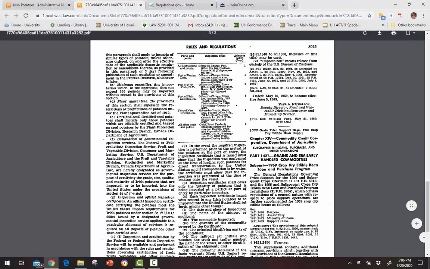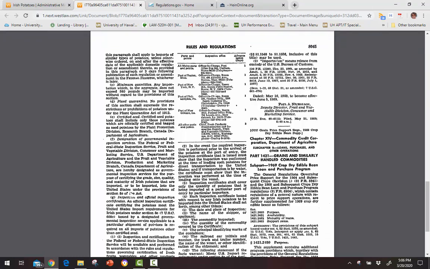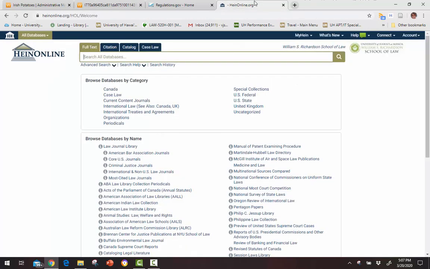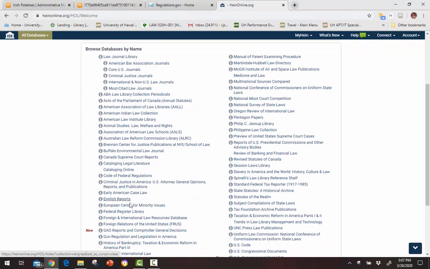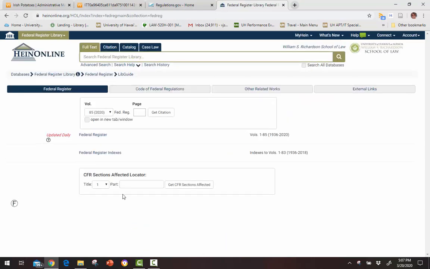So it might be interesting for our students to see another instance of the Federal Register in HeinOnline. Yeah, HeinOnline is more than just law reviews and journals. It will also give you the Federal Register and the Code of Federal Regulations if you go to the Federal Register Library. And don't forget too, HeinOnline also has all of the U.S. congressional documents that you would need as well. So it's really helpful beyond just law reviews and journals. It's very helpful for statute and regulation research.